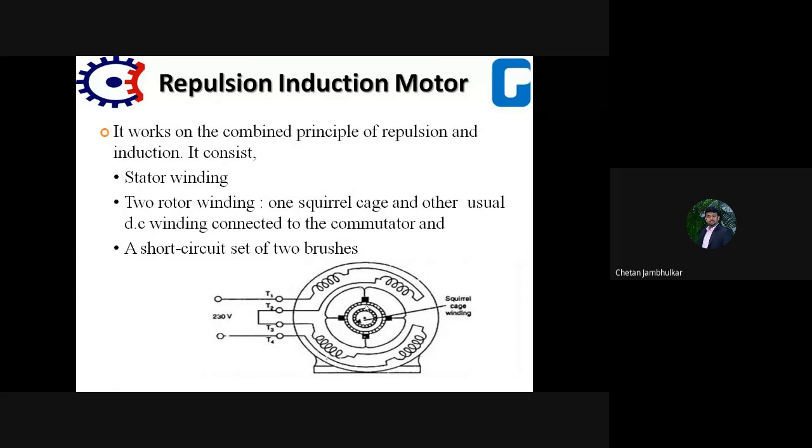Then the third type is the repulsion induction motor. It works on the combined principle of repulsion and induction. It consists of a stator winding and two rotor windings. One is a squirrel cage, and another is the DC winding connected to the commutator, and a short circuited set of two brushes.